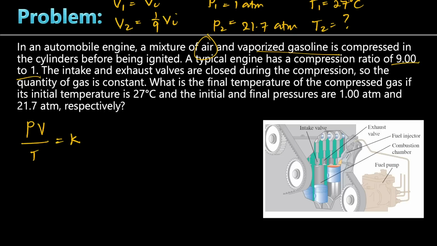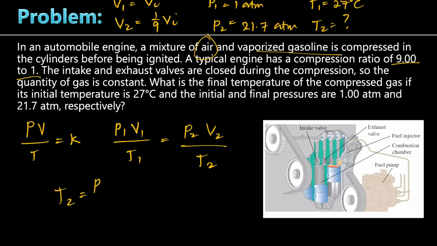Dahil diyan, kung meron tayong initial at final condition, pwede nating sabihin na P1 V1 over T1 must be equal to P2 V2 over T2. Okay? Since ang hinahanap natin ay T2, isolate natin, that T2 is equal to P2 V2 times T1 all over P1 times V1. Okay? Mag-substitute tayo dito. Ano ang given pressure? Ang given pressure, P2 is equal to 21.7.